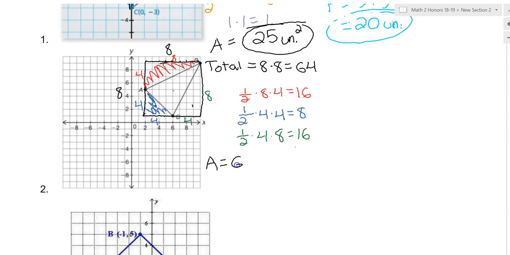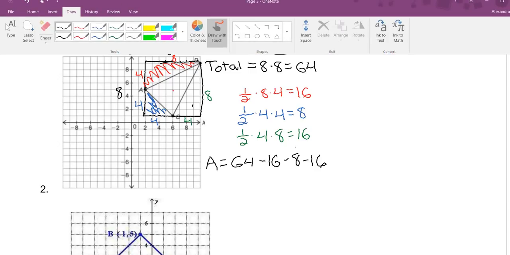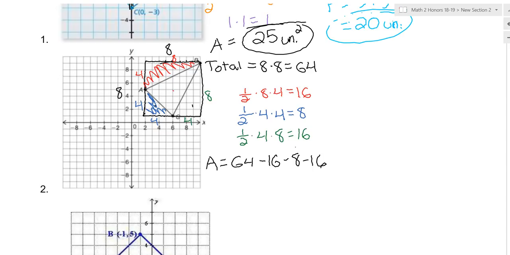Our area equals 64 minus 16 minus 8 minus 16. I'm taking away each of these triangles. I didn't shade in our green one, I apologize. And so when I actually subtract those, we get 24.